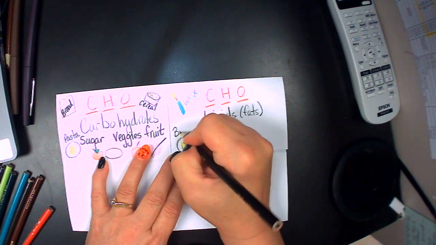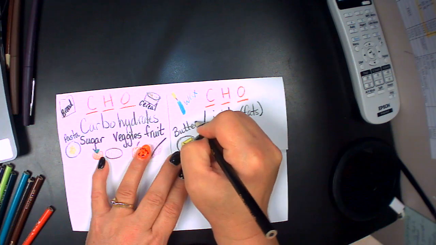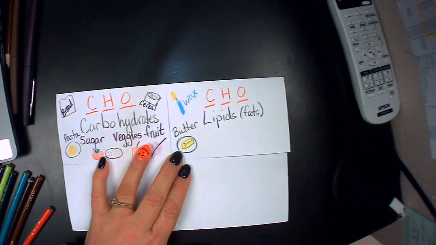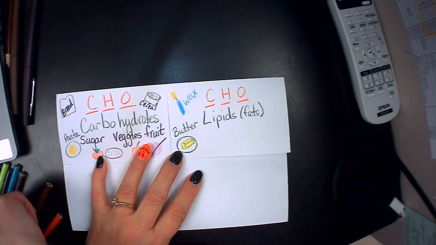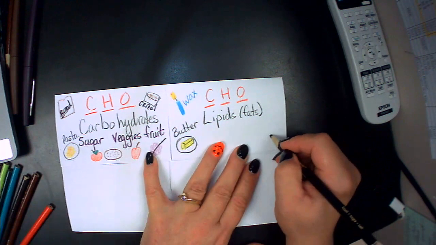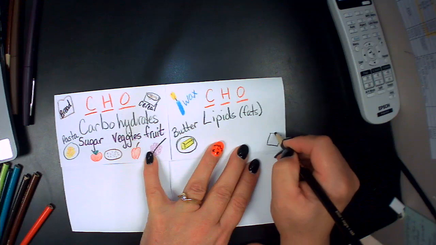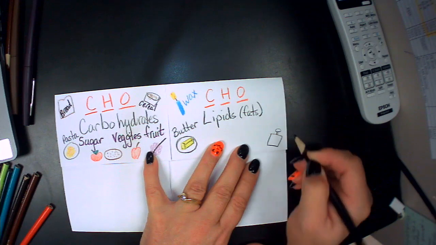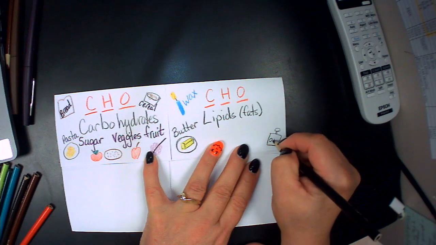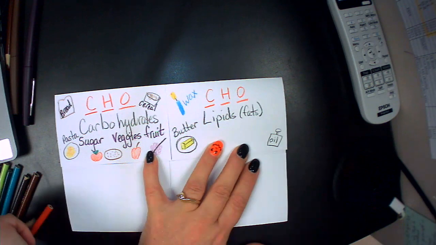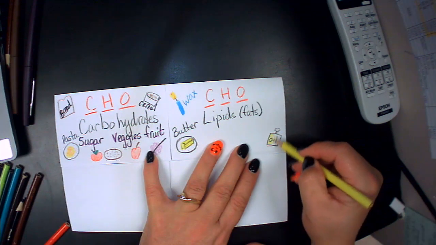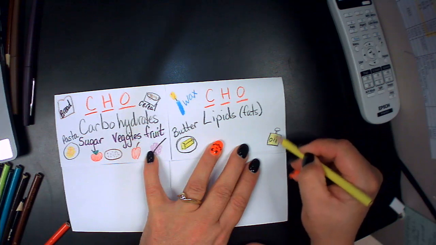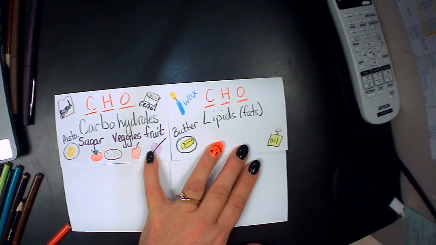Butter is a lipid. Okay. Next we have this thing called oil. And we cook with oil. We do all sorts of things with oil. And it is also a lipid.